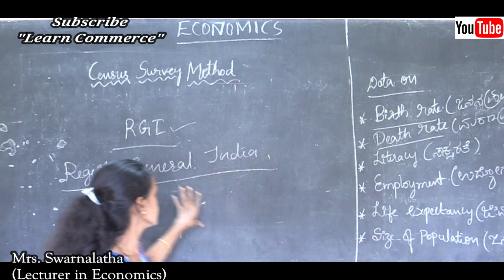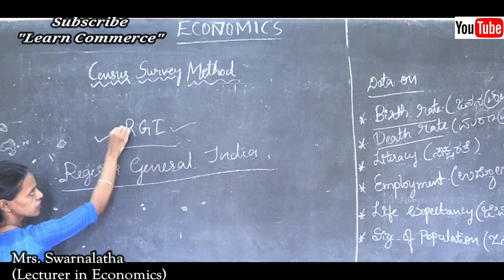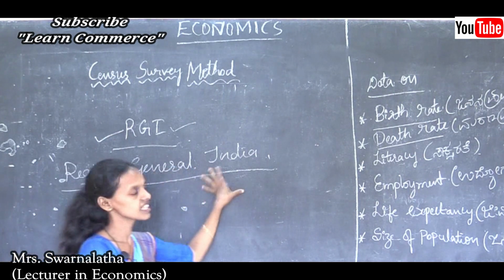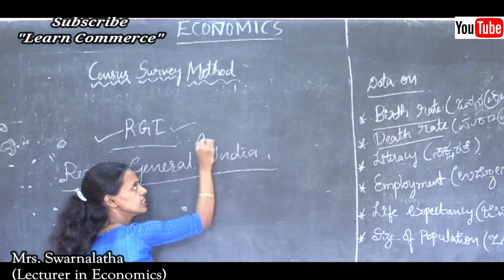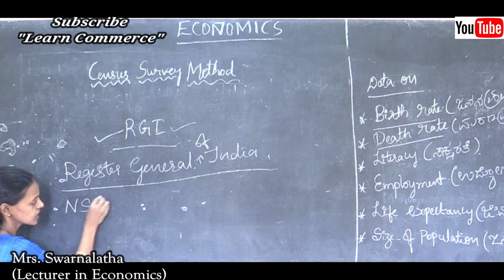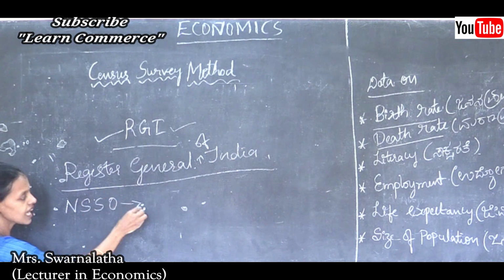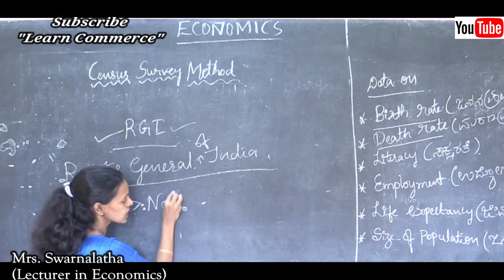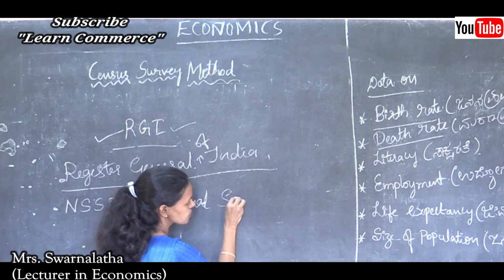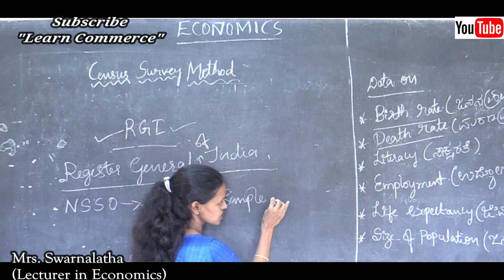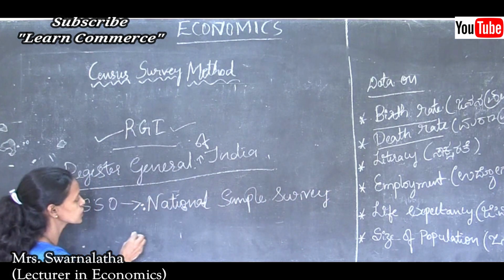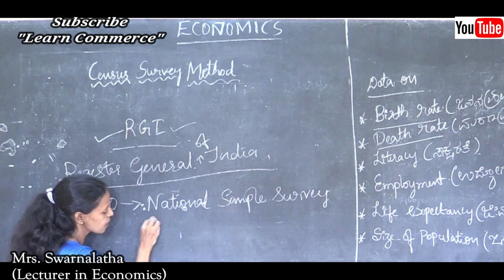So see here RGI is very important for 1 mark. Expand RGI means Register General of India. One more is there, NSSO. NSSO, National Sample Survey Organization. NSSO means National Sample Survey Organization. This organization is also going to collect the data through the sample survey.